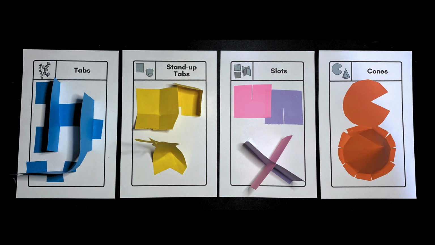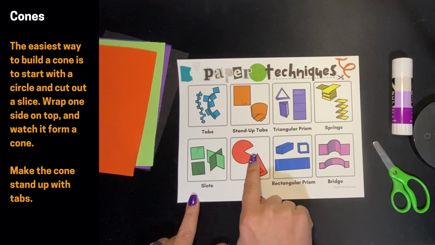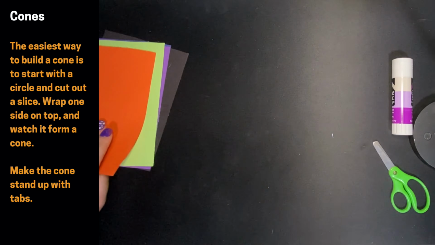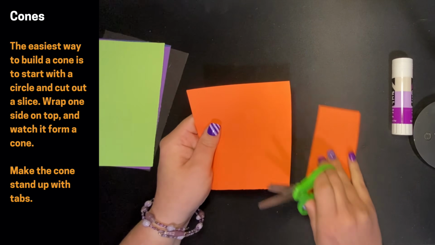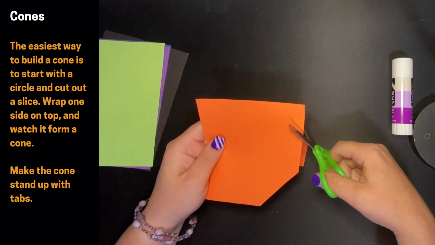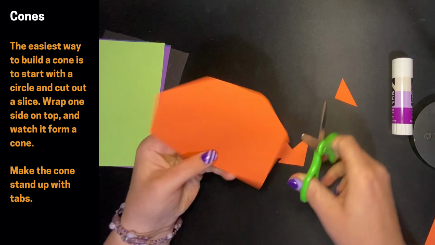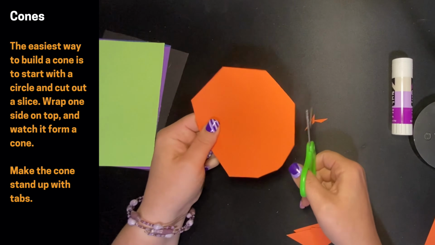Our last technique is cones. To build a cone, you need a circle with a pizza slice cut out. A trick to making circles is start with a square and cut off the four big corners. This will give you an octagon or a stop sign, and then you cut off the small corners.